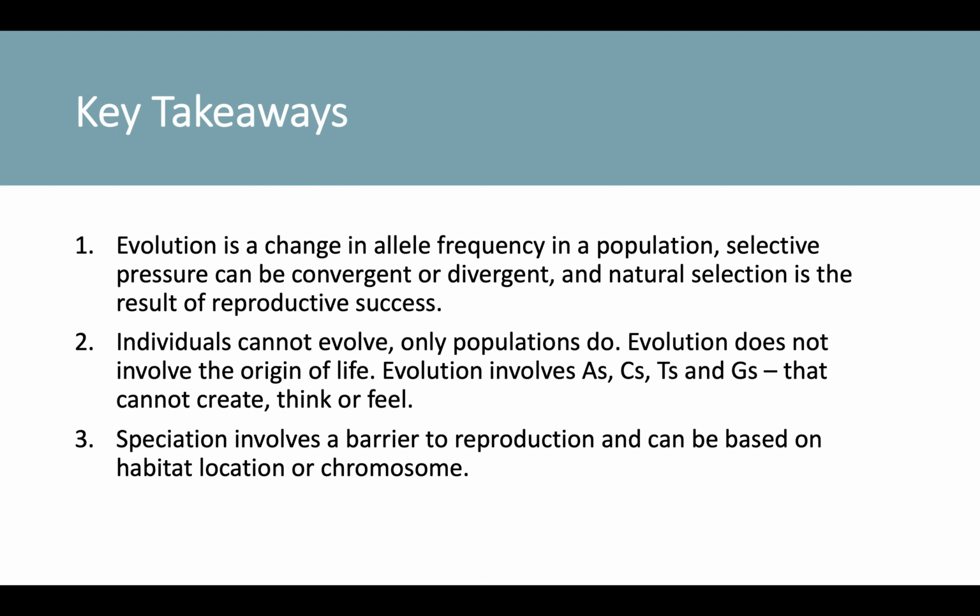The second is that individuals cannot evolve, only populations do. Evolution does not involve the origin of life. It can't explain the origin of life. Evolution involves A's, T's, G's, and C's, and basically that means it involves DNA. Evolution cannot create, it cannot think, and it cannot feel. It involves chances that happen naturally, mutations within organisms, whether they are favored or not, that determine whether or not the individual is able to reproduce. So evolution cannot think, it cannot feel. It's a natural process that happens by chance.